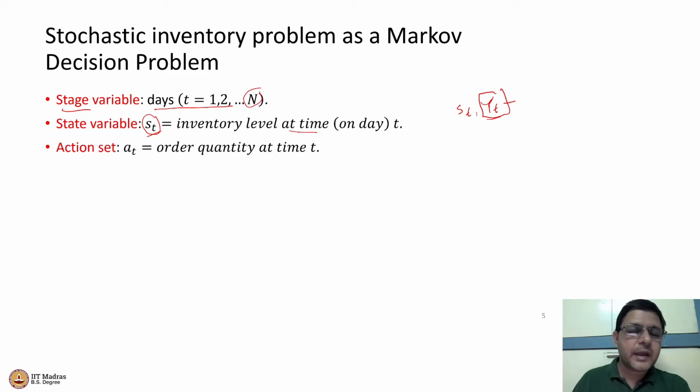What is the action variable? Action set is how much to order at time t, right? Looking at the starting inventory, I can only look at what can be the potential demand. I may not know the exact demand. I still have to decide how much to order in each time period. And once again, ordering 0 is admissible, right? I may say that, well, I am carrying enough inventory from the previous time period, I don't need anything in this time period.